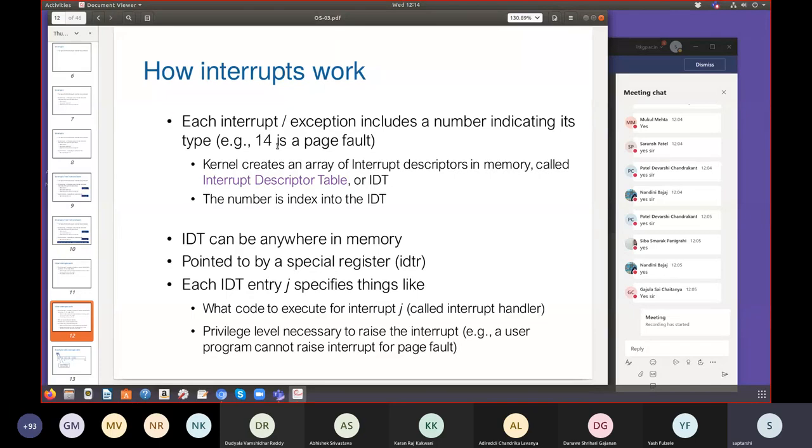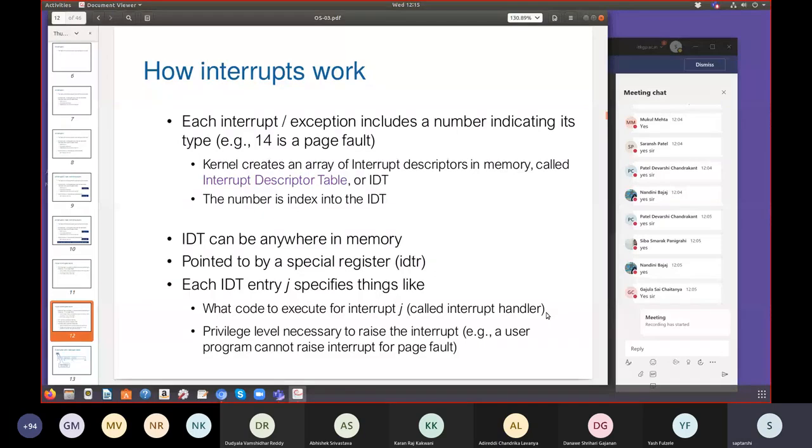There were several software configurable interrupts. That's separate. But a page fault is typically an interrupt which a user program cannot raise. So even to raise a page fault interrupt, a certain privilege level is needed. So maybe all those bookkeeping used to be done using this IDT entry. So essentially IDT entry J specified what code to execute for interrupt J.